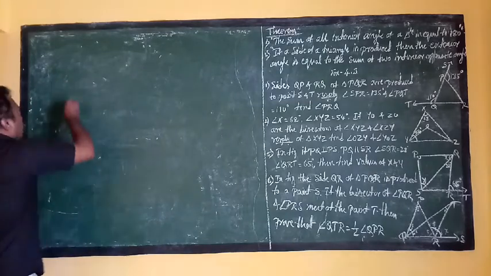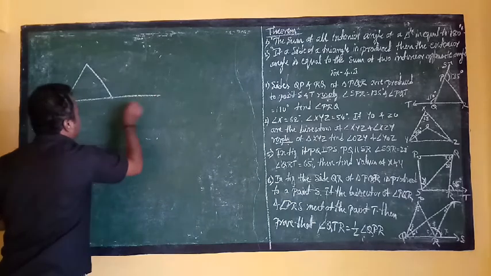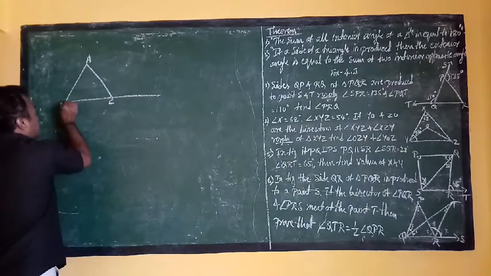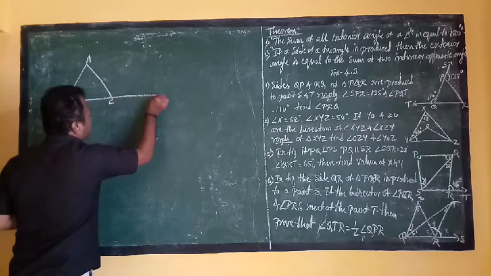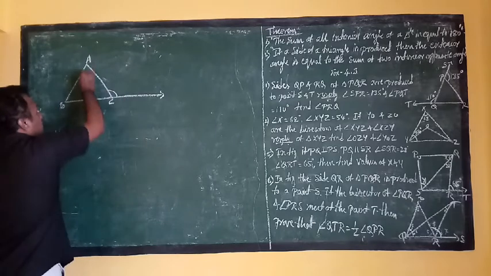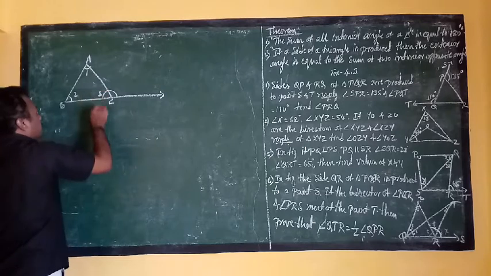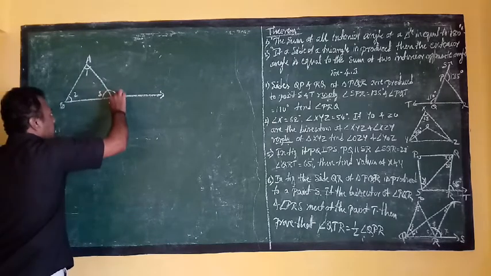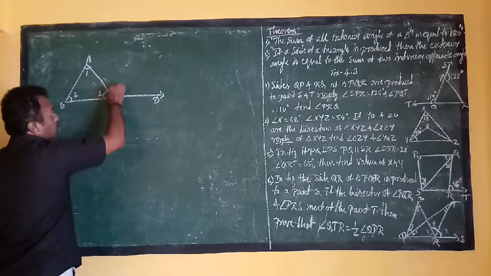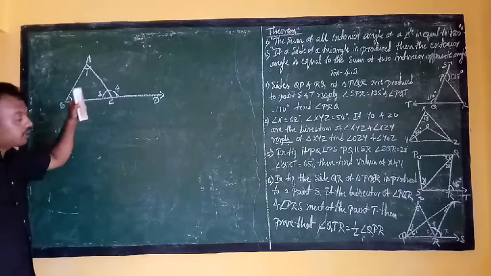See, ABC is one of the triangles. I will extend BC, correct? So if I extend BC, it forms one of the exterior angles. These are the interior angles, correct? Angle 1, angle 2, angle 3. So these are the interior angles. This angle ACD, I will take D. So ACD is what? Exterior angle. That is, I will take the 4. 1, 2, 3 are the interior angles. Angle 4 is the exterior angle.